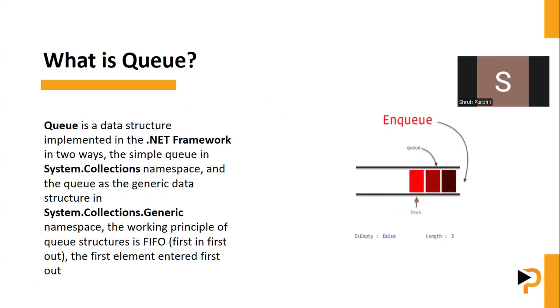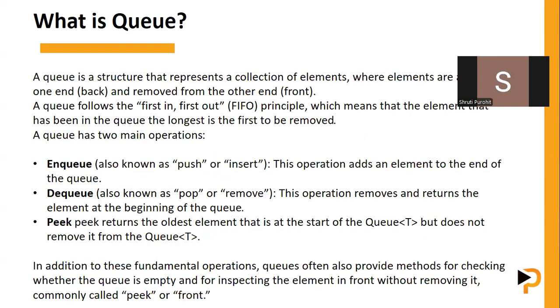So let's go ahead. What are the operations of a queue? There is EQ and DQ, and you can see the peek also. A queue data structure is implemented with the principle of first in, first out, which means the element that has been in the queue the longest is the first to be removed. First inserted, first removed. If you want this kind of ordering, then you can go ahead with the queue.